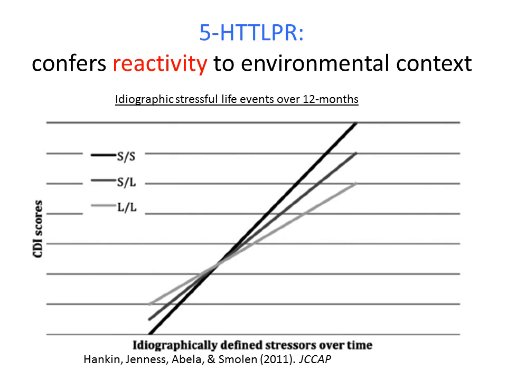These are idiographically defined stressors, as in when you look at changes in stress over time. So not from the sample as a whole, but when a kid has more stress compared to his own usual self over time, that is interacting with the short version of the serotonin transporter gene to confer more depressive symptoms. One example of reactivity to environment.